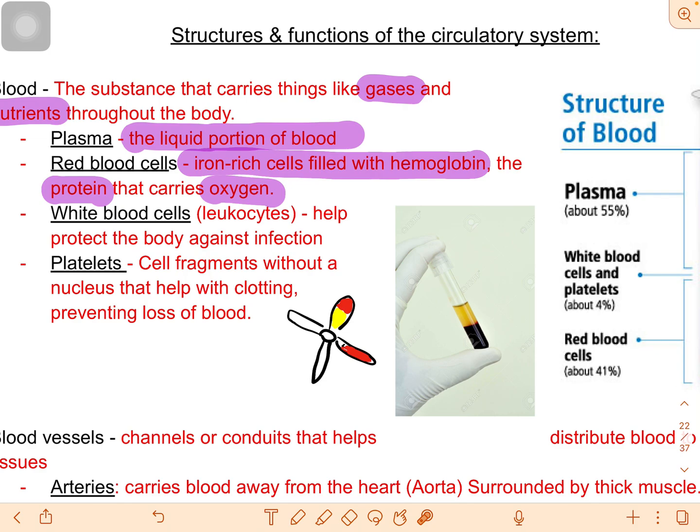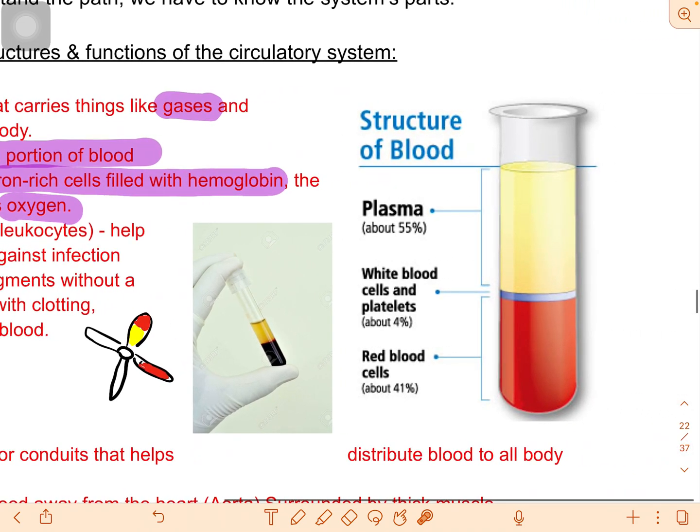All right. Now, looking deeper into the structure of blood, let's look at this plasma here. It's about 55% of your blood volume, right? 55% is a lot. The other 41% is in the red blood cells. Again, makes up a lot of your blood. The 4% here is those white blood cells and platelets. They kind of share the rest of the blood volume.